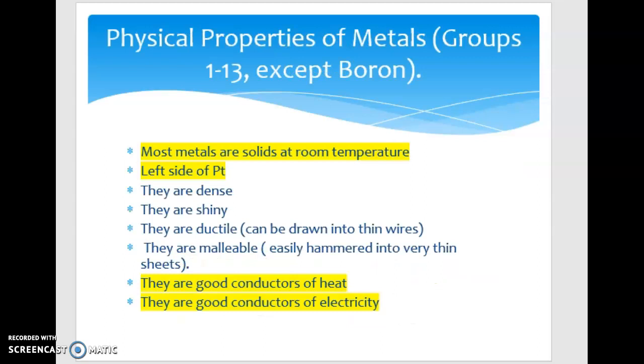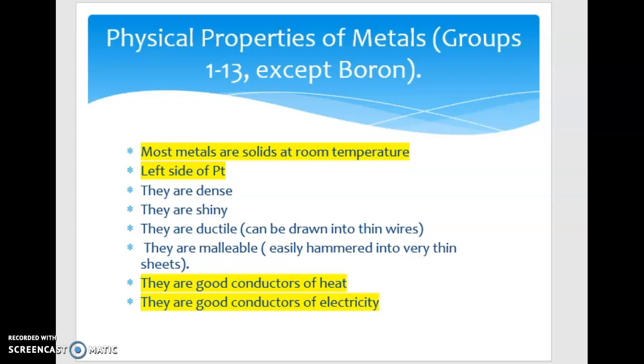So now let's go back to the physical properties of metals. Now hopefully we've been in class and we've been able to color code our periodic table and talk about our periodic table, but if not, it'd be great if you could pull out a copy of the periodic table right now. If you did so, you would see that groups 1 through 13, except for boron, are all metals. So groups 1 through 13, except for the element boron in group 13, are all metals.